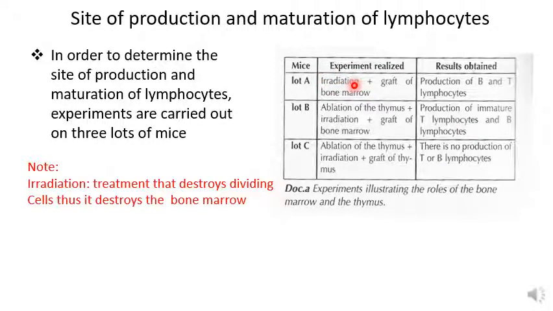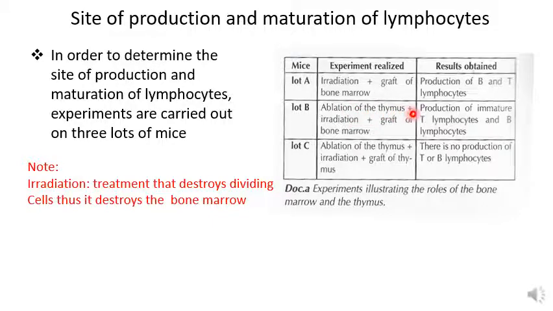So let's see the different conditions in lot A, B, and C. In lot A, irradiation followed by graft of the bone marrow. So the bone marrow is destroyed, then there is graft of the bone marrow. So at the end, the bone marrow is still present in lot A, so we can consider it as a control. Lot B, there is ablation of the thymus, and we're going to see what the thymus is. It's an organ located at the level of the chest, and it should be, of course, a lymphoid organ.